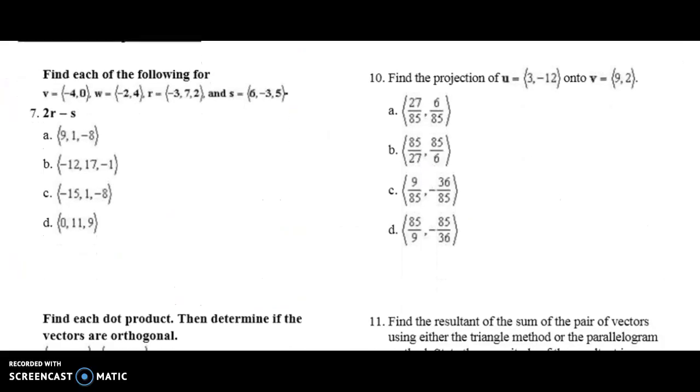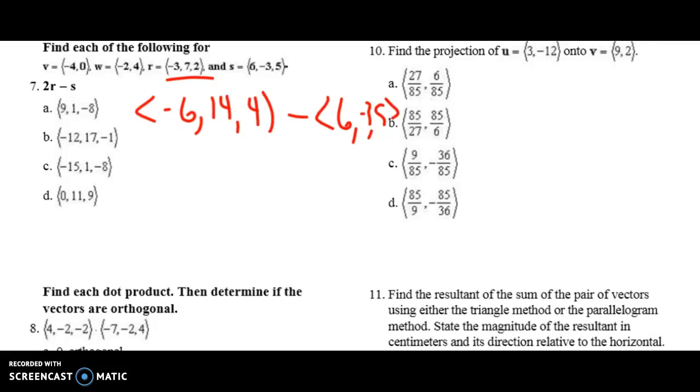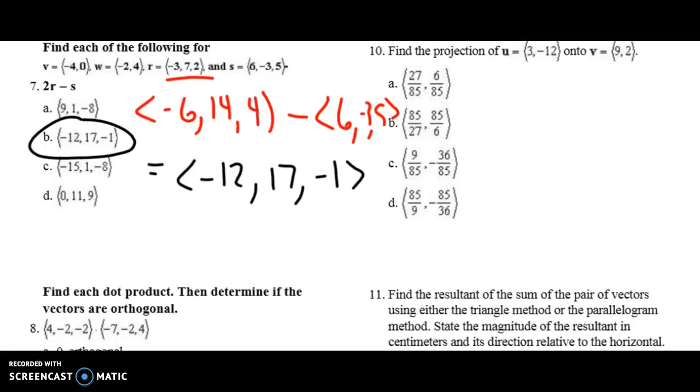Number 7, 2r minus x. So we need to find what 2r is. Well, r right here is negative 3, 7, 2. So 2r is going to be negative 6, 14, 4. And then I'm going to subtract 6, negative 3, 5 from it. And so what I end up getting is negative 6 minus 6 is negative 12. 14 minus a negative 3 is 17. 4 minus 5 is negative 1. So the correct answer then would be B.